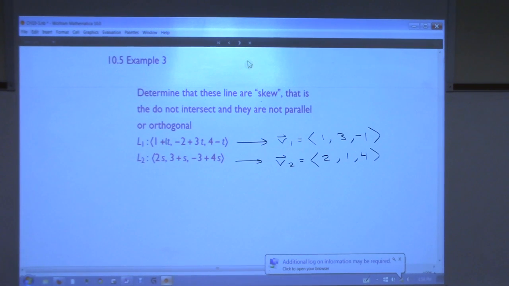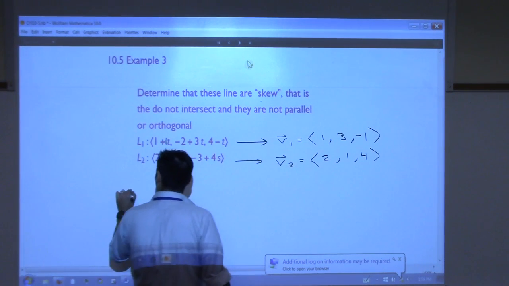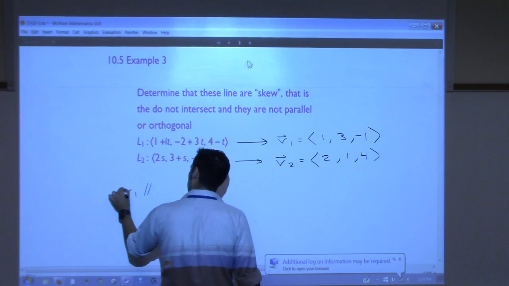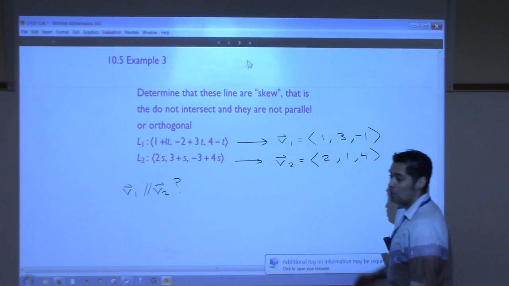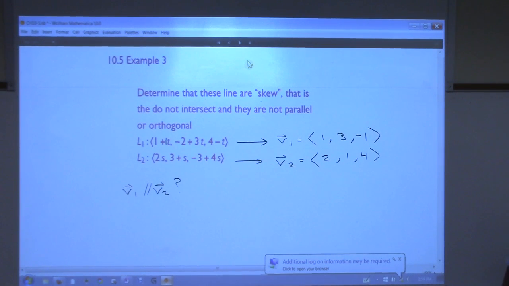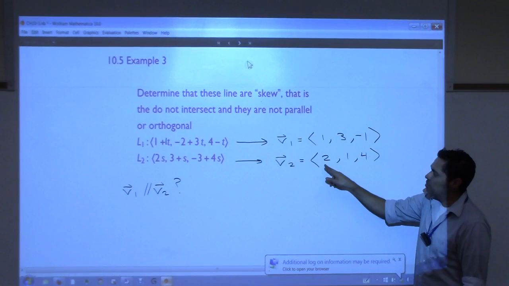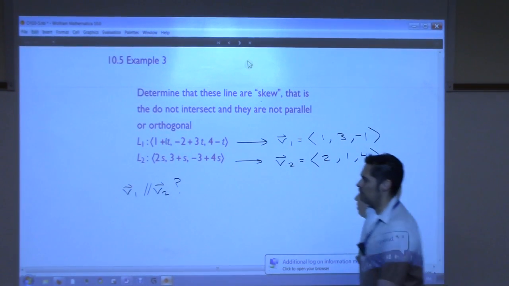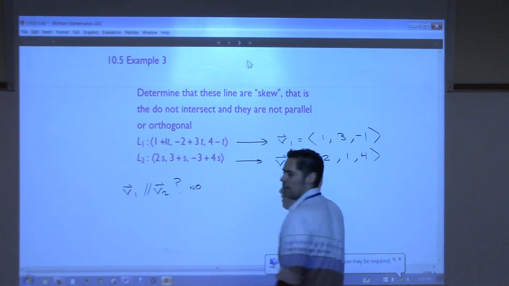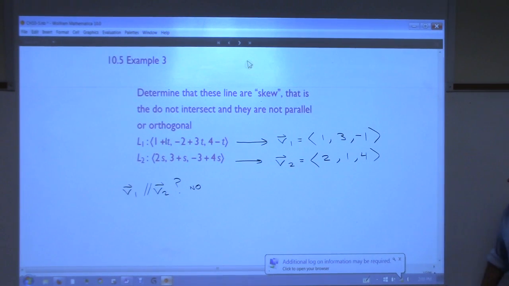Now let's check. Are these parallel? So V1 parallel to V2? Well, are they scalar multiples? No, they're not scalar multiples. The only way you could turn this 1 into a 2 is if you double it. But if you double 3, you don't get 1. So this is not going to work. So no.